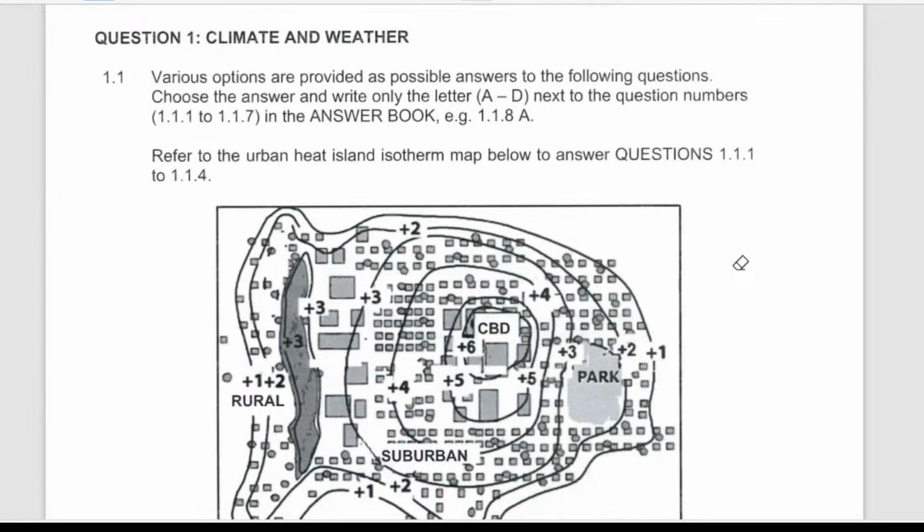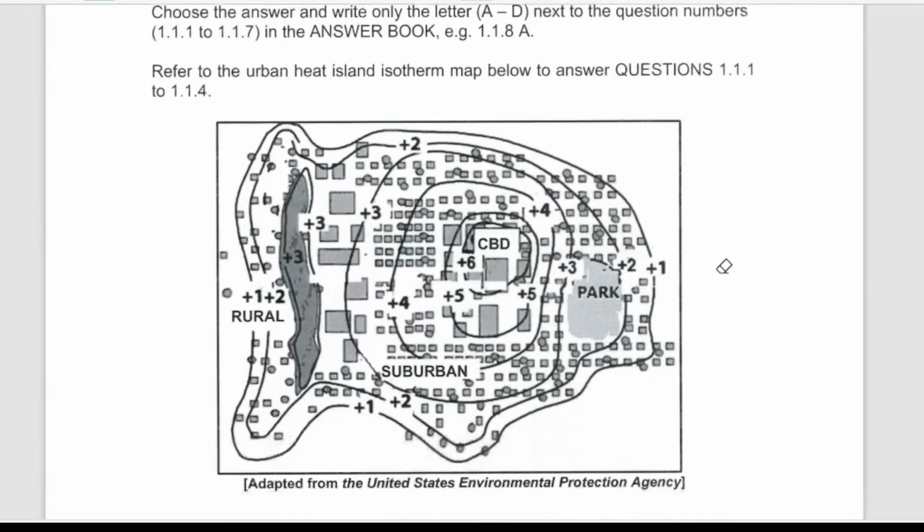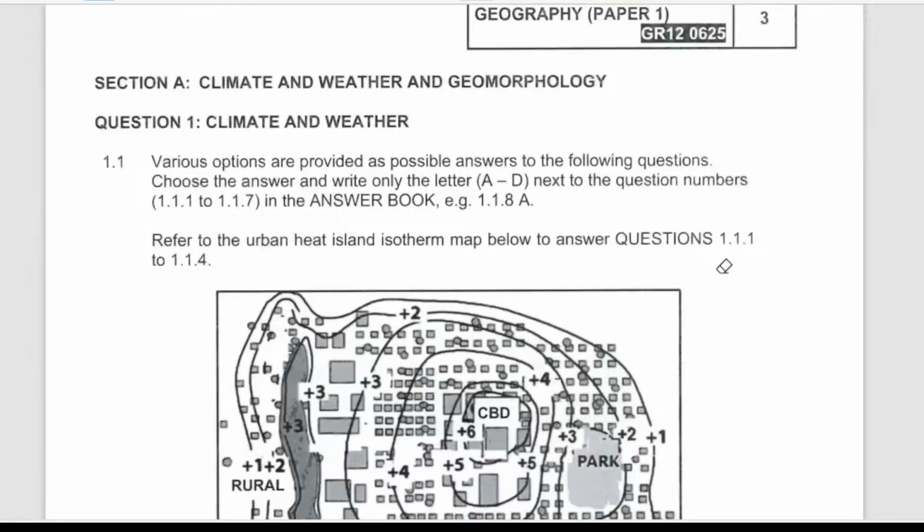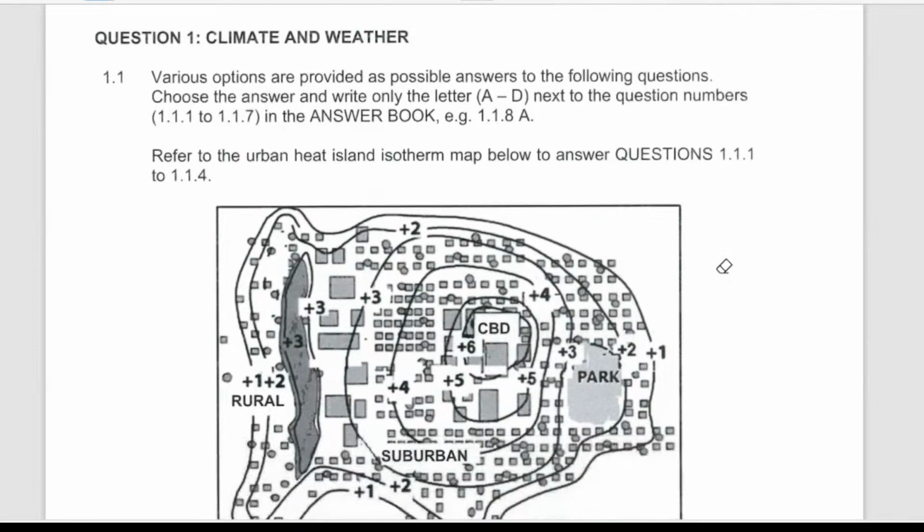Do some explanations as to the justification of the correct responses to the given set of questions. Right, as you know, our paper is made up of 3 basic questions. Question number 1 is based on the topic climate and weather. Question number 2, on theory, is based on geomorphology, which is our fluvial geomorphology, the study of rivers. Then question number 3, as usual, is geographical techniques, which is our map work.